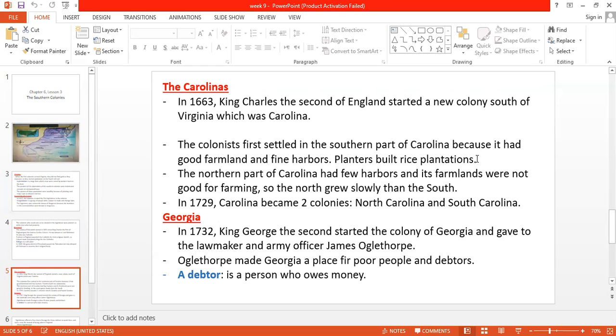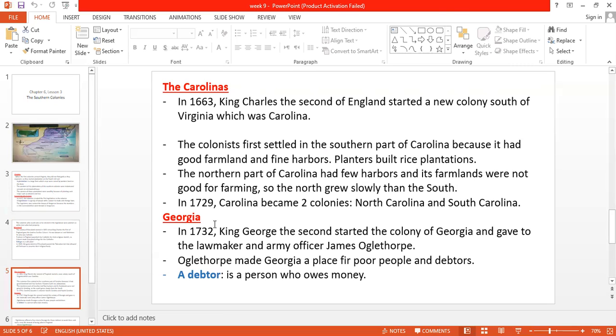Why? Because South Carolina, guys, had good farmland, okay, and also fine harbors. And all the settlers in South Carolina started their rice plantations. Okay, but what about North Carolina? North Carolina has few harbors and its land is not good for farming as in the south. So the north grew more slowly than the south. After that, in 1729, Carolina became two colonies, North Carolina and South Carolina.